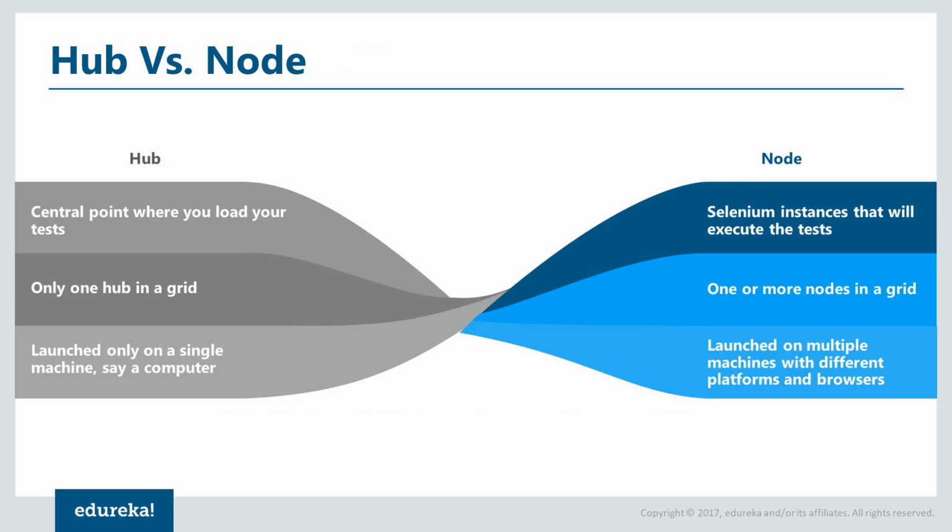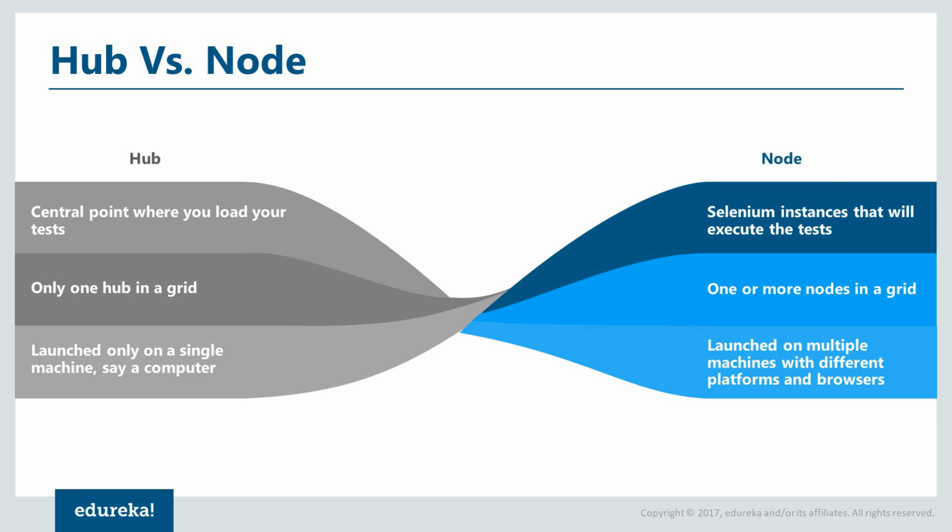All right. So here are the differences and a few points about your hub and node. Your hub is a central point where you load your tests. All your test cases would be loaded, and only one hub will be present in a grid. So this grid, as you say, is just a structure wherein you'll have one hub and multiple nodes connected, right? The topology would be created in such a way. You're going to launch your hub on a single machine, say a computer. But when you talk about your node, the node will be instances, right? It will have instances and it will have multiple machines.